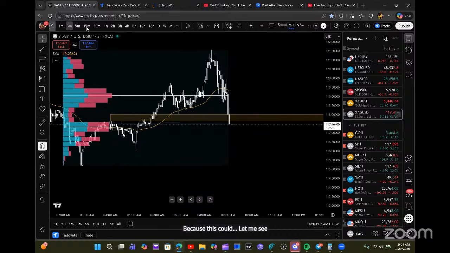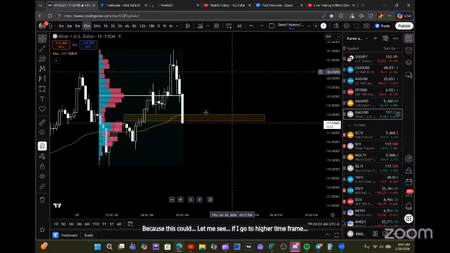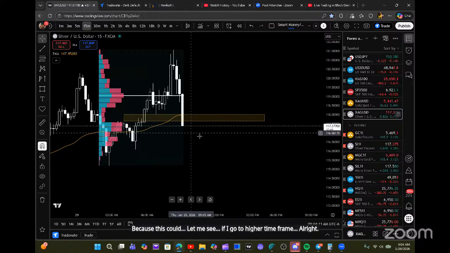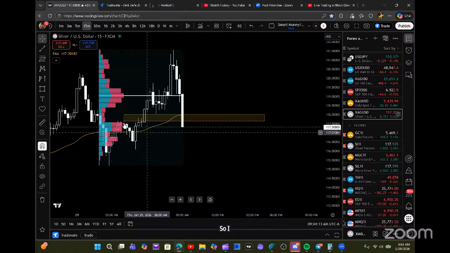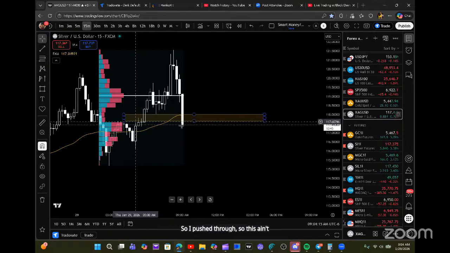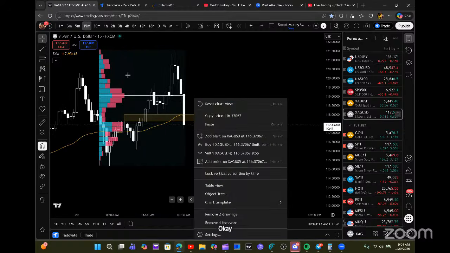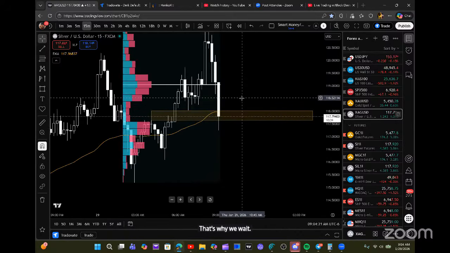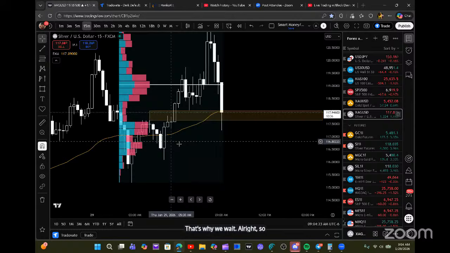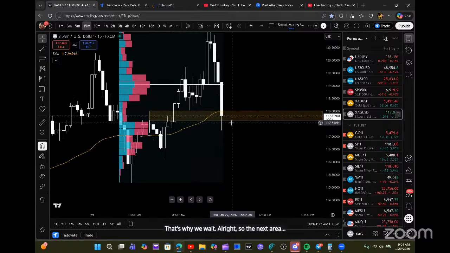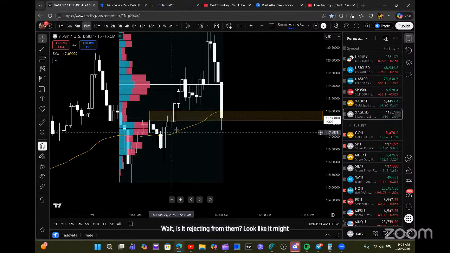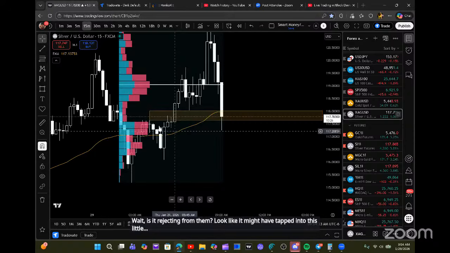If I go to a higher time frame, all right. So it pushed through. So this ain't the one here. Okay. See, and that's why we wait, you guys. That's why we wait. All right. So the next area, wait, is it rejecting from there? Looks like it might have tapped into this little fair value gap a little bit.